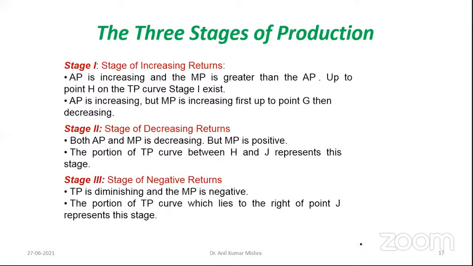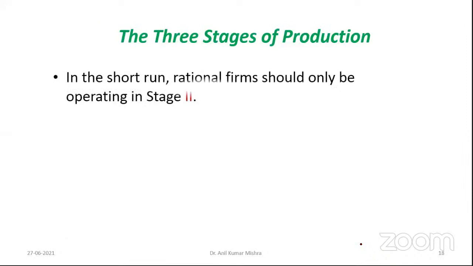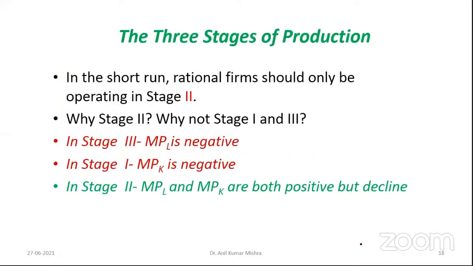Okay. Then after knowing these three stages, we have to move to why these stages 1, 2, 3 occur. Suppose you are a rational producer. In particular, which stage are we interested to produce in: stage 1, stage 2, or stage 3?